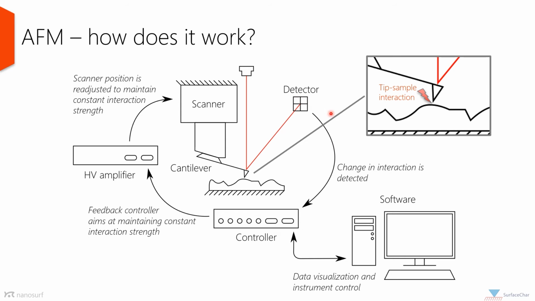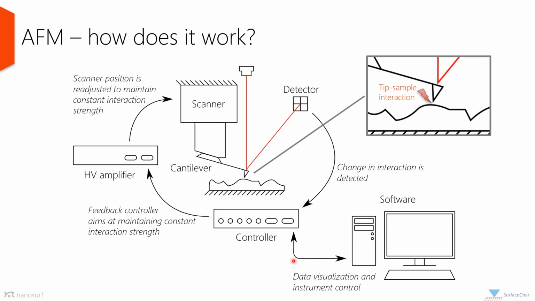The photodetector signal is transferred to the control unit, which uses a feedback controller to maintain the interaction between tip and sample constant. With the help of a high voltage amplifier, a Z scanner is used to adjust the height of the cantilever to maintain the tip and sample interaction constant. At the same time as the interaction is kept constant, the scanner is also used to translate the cantilever or the sample in X and Y direction to scan the cantilever over the sample surface. This way, an image is generated of the surface.